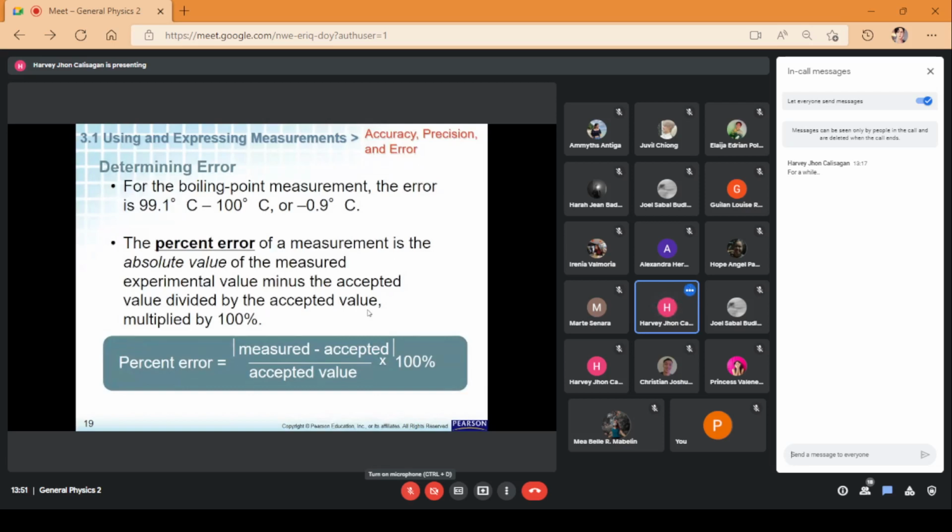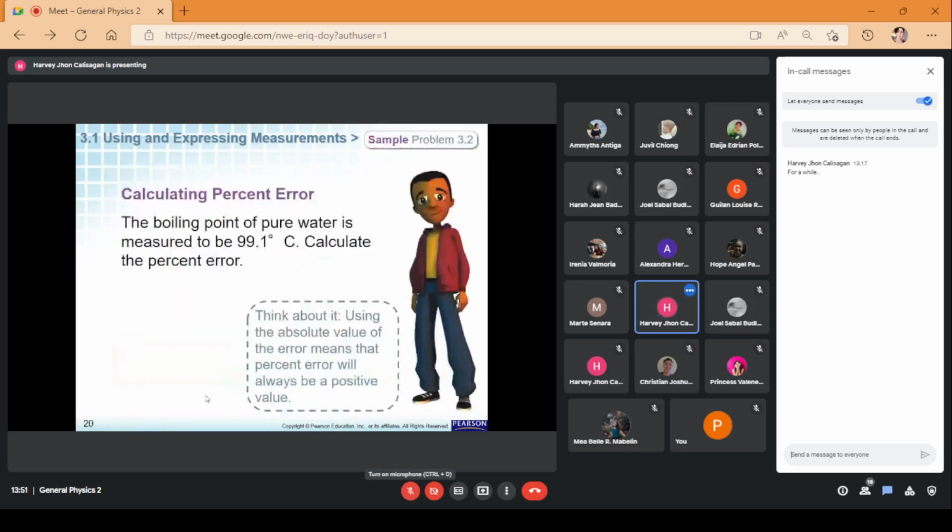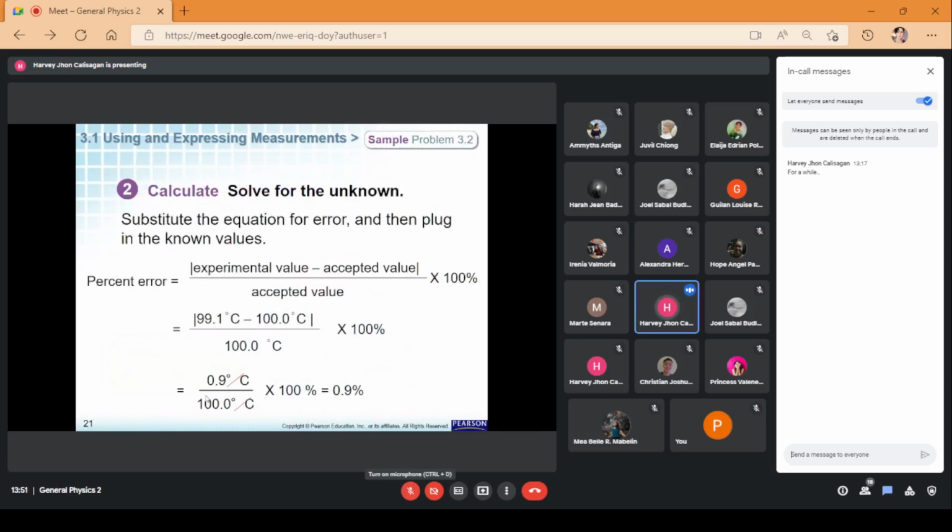If we get the percent error of the 99.1 degrees Celsius and the 100 degrees Celsius, percent error is equal to the measured minus accepted, divided by accepted, times 100. We have 99.1 minus 100, divided by 100, times 100. After recognizing the equation, we can get the percentage error.